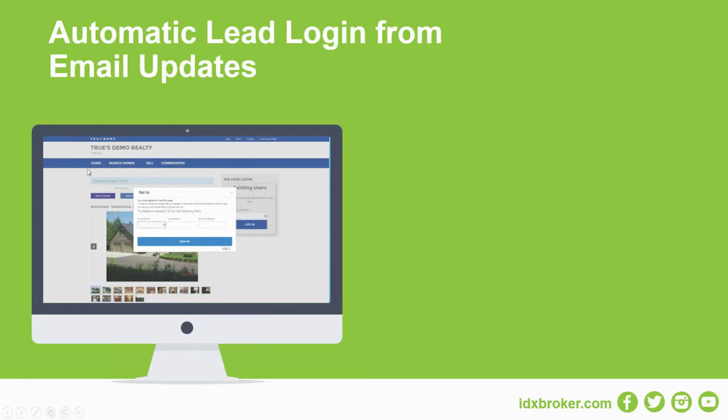To get started, one of the first features we've recently added is automatic lead login from email updates. This is for when you capture a lead on your website and they sign up. Any new property that comes in matching the criteria they've saved, whether it's an individual listing or a saved search, will be sent to them in an email from you. Once they click on a specific listing and it takes them to that details page on your website, the client doesn't have to go back in and log in. It'll automatically log them in directly from the email update that gets sent out.